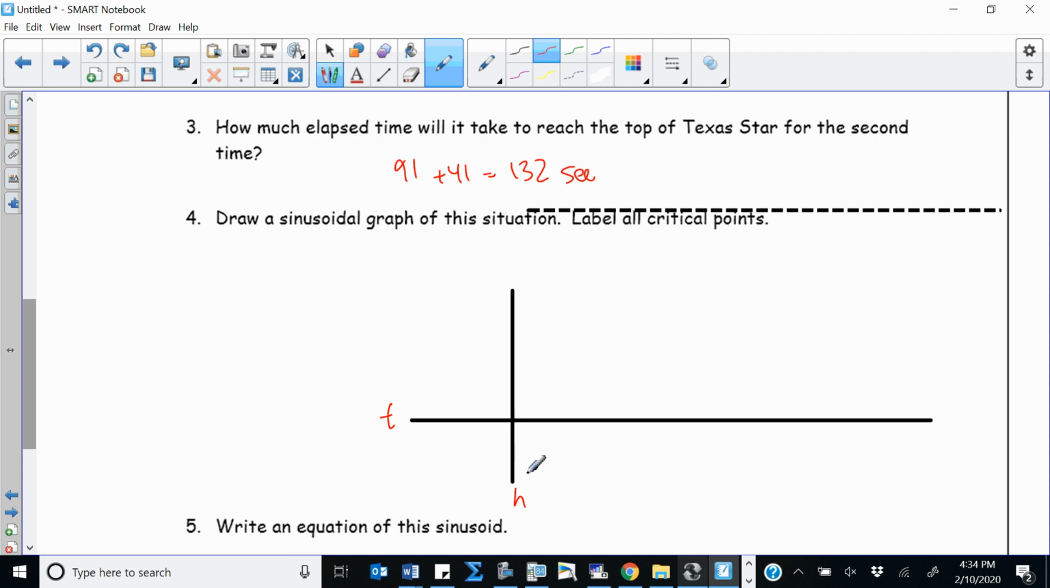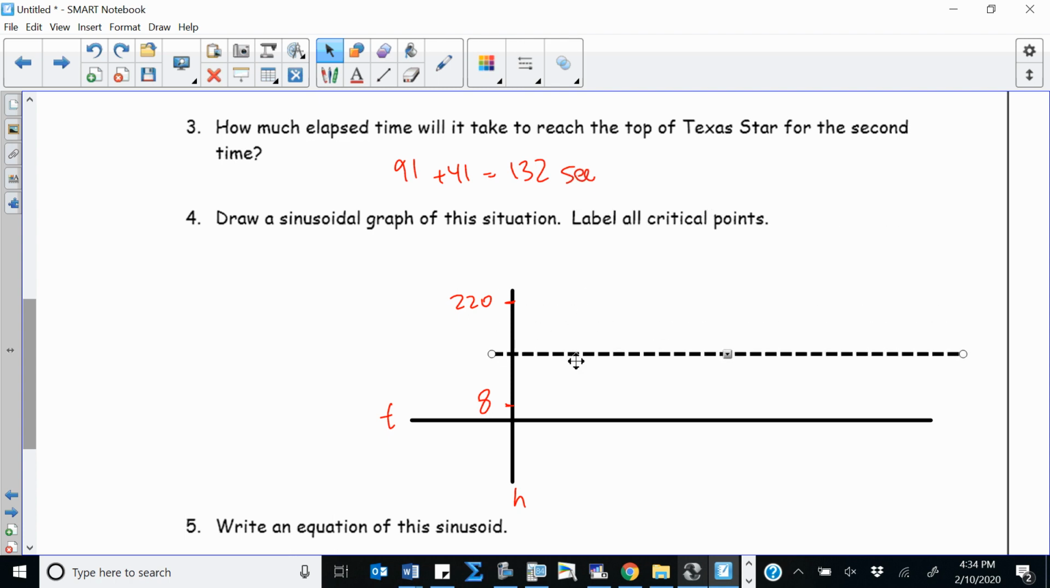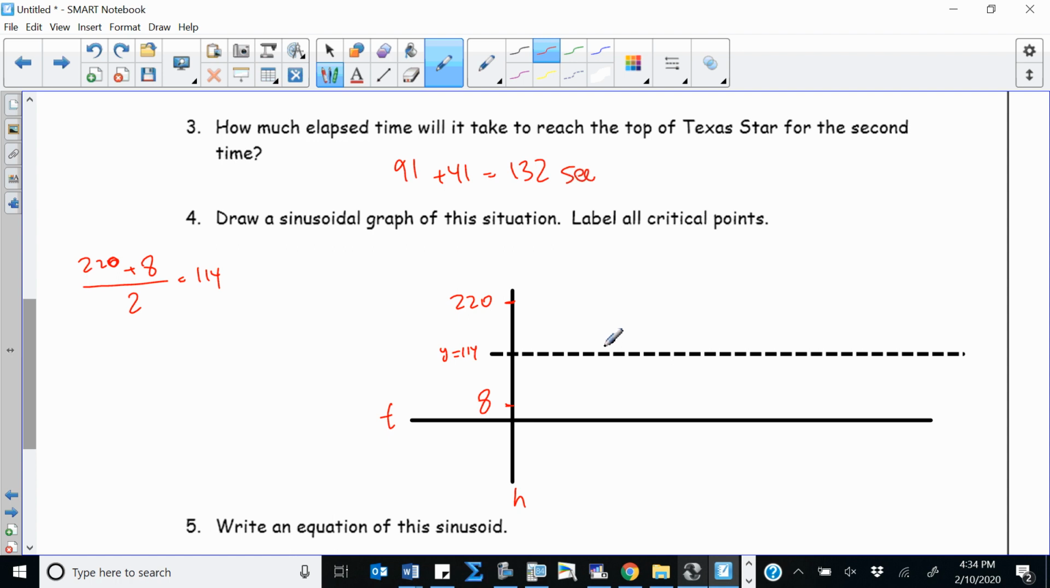And we know that the highest point on this first rule is 220. We just figured this out. And the lowest point is 8. We know that we're going to have a sinusoidal function, so we need a sinusoidal axis here, which is the midpoint of the highest and the lowest point, somewhere like here. To find the exact value of this point, we just need to take the highest point and add it to the lowest point and divide that by 2, which will be 228 divided by 2, which is 114. So y equal to 114 is the sinusoidal axis here.